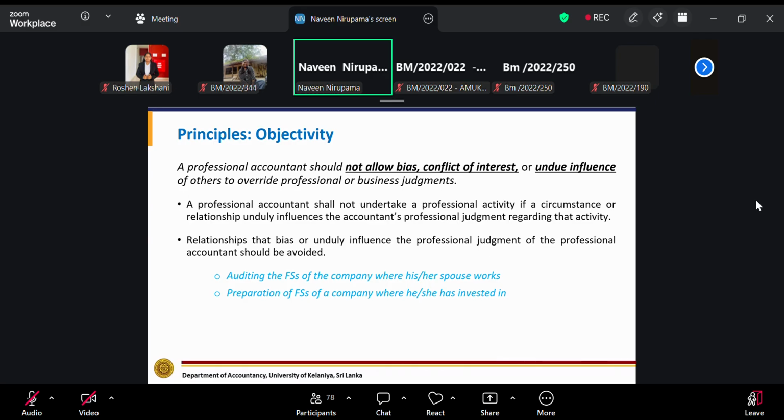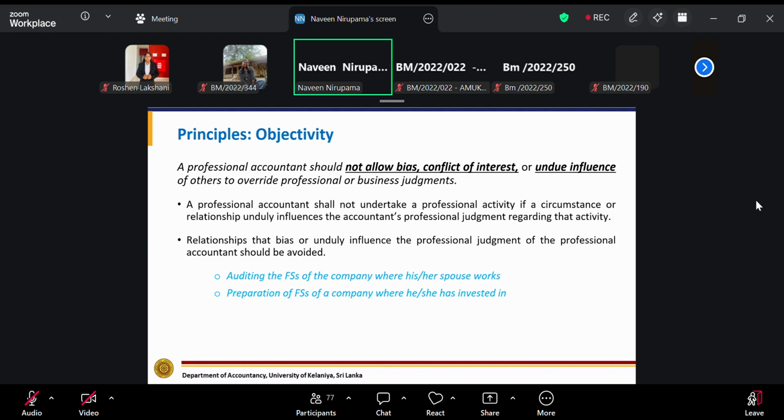It's a bias, and bias is not allowed. The objectivity principle mentions that he or she should not be aligned with bias, conflict of interest and undue influence. In this kind of situation, the objectivity principle is violated. Therefore, we can't do that kind of thing under the objectivity principle.